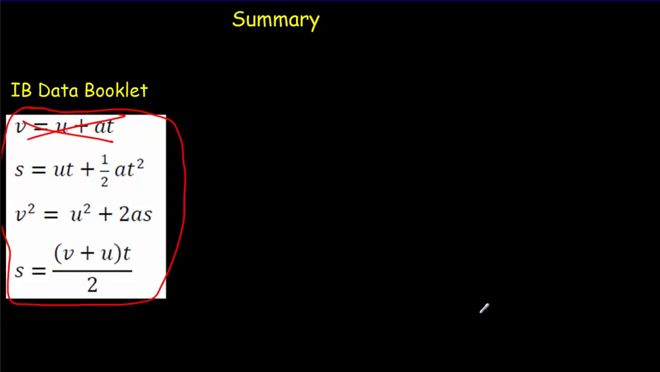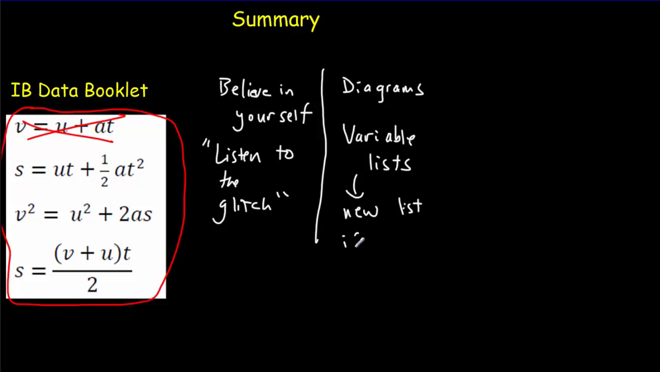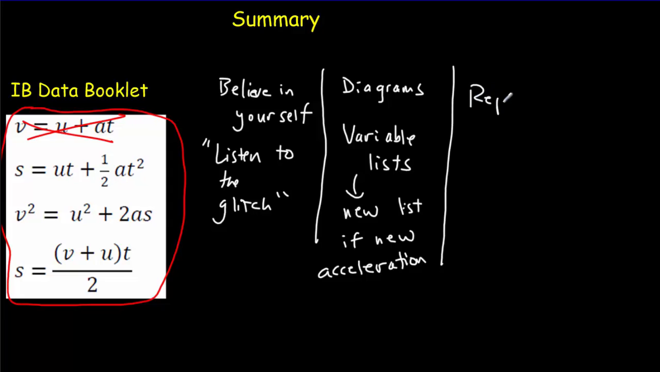So some key things to problem solving. One is you've got to believe in yourself. Secondly, listen to the glitch. Be self-aware. You've always got to sort out your word problem, figure out what's really essential. Key ways of doing that are with diagrams and with variable lists. And remember, for every region of constant acceleration, you'll need a new variable list. And then thirdly, you've got to know your physics. Make sure that you're representing the physics. So don't get things reversed. In a physics course, physics is more fundamental, and you express these ideas with mathematics. So don't get over-reliant on algebra. Make sure you know the underlying physics.